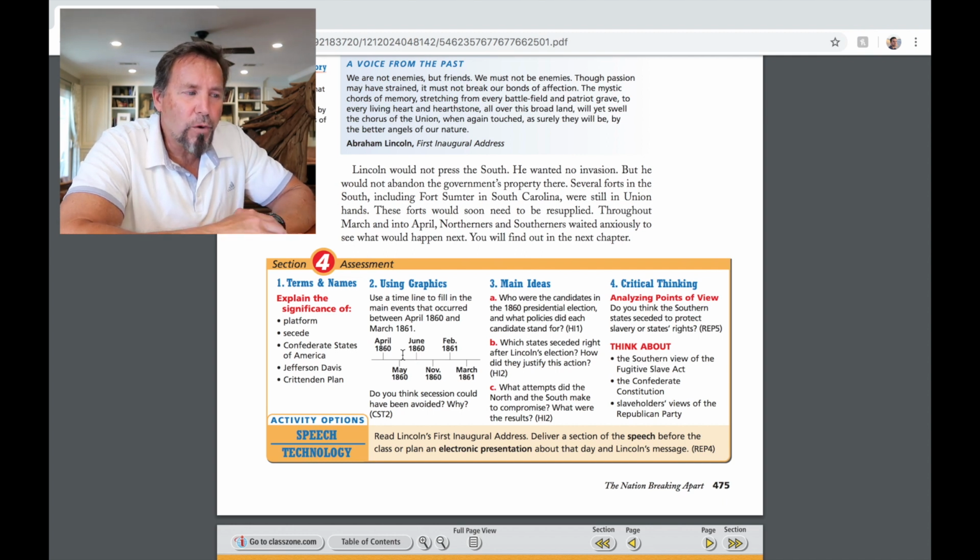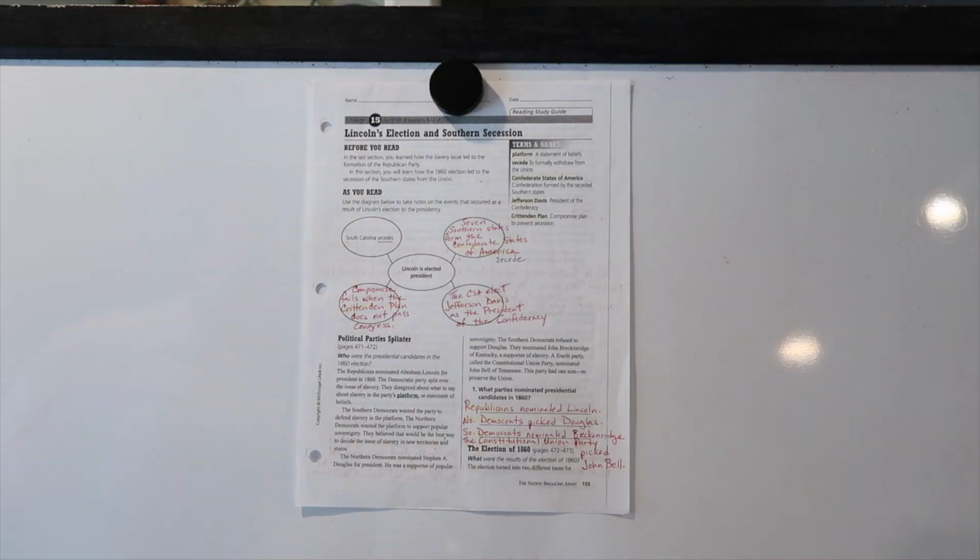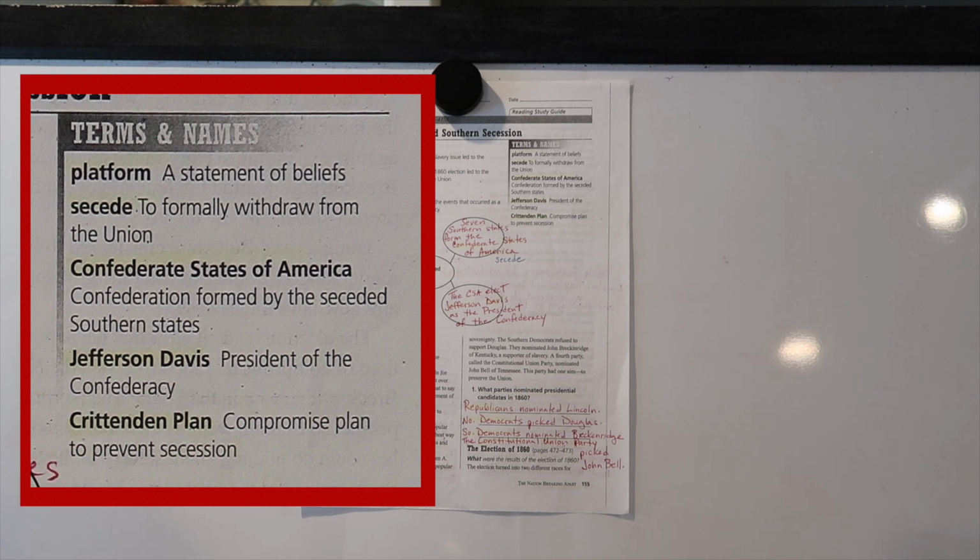But now let's go over the terms and names and the main ideas, the critical thinking question, and make sure you add that extra bubble map that we're going to go over in just a second. So now that we've read the chapter and looked at the pictures, talked about some of the big issues, I'm sure you were happy to see there's only 5 terms and names for you to write about. And some of these terms we've talked about before.